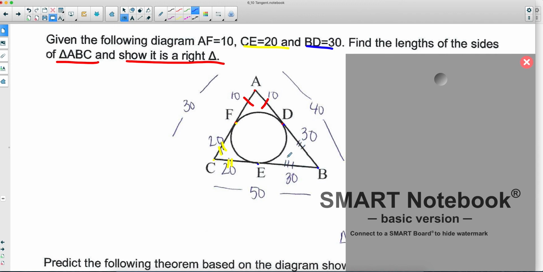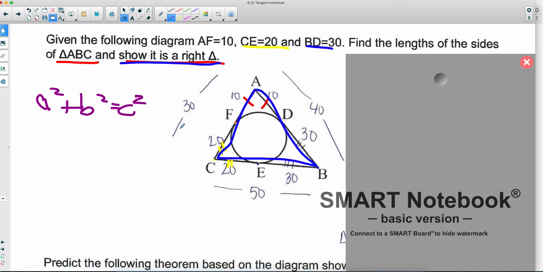Now, the second part is, well, show it's a right triangle. So here's my whole triangle, A, B, C. So I know from A to B is 40, from B to C is 50, and A to C is 30. So how do I show something is a right triangle? Well, we're going to go back to, if it is a right triangle, we're dealing with side lengths. A squared plus B squared equals C squared. Pythagorean theorem needs to apply.